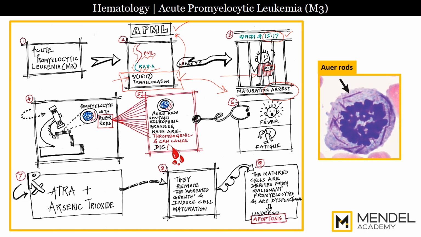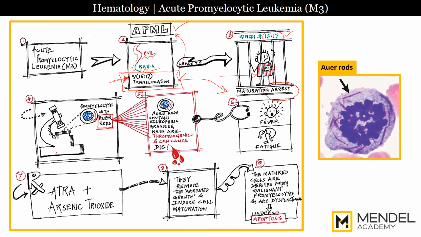So remember this, because this is very high yield and they will definitely test you. Now, how do we diagnose an APML? It's with the help of what are called as OR rods, and these can be seen under regular light microscope. And these OR rods are basically cytoplasmic inclusions.